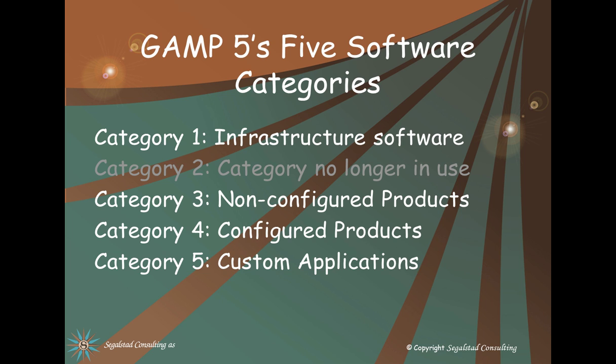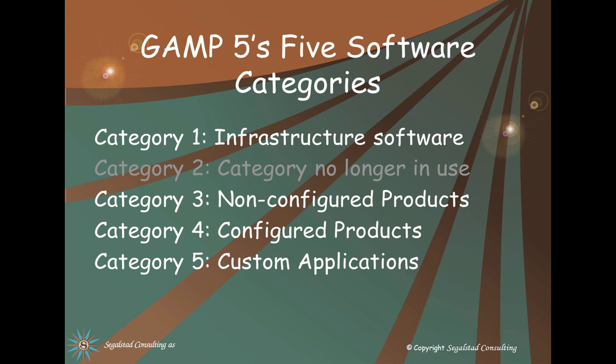According to GAMP, there are 5 software categories. Category 1 is infrastructure software. Category 2 is no longer in use, but it's still there. Category 3 is non-configured products. Category 4, configured products. And Category 5, custom applications. In this presentation, I will only go through Category 4, as that is what LIMS is.